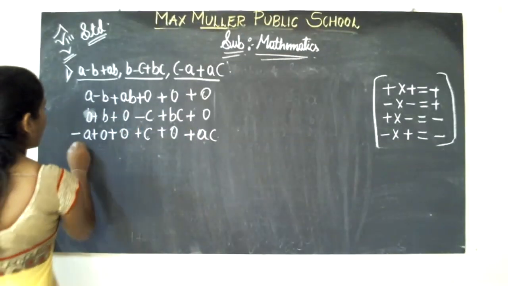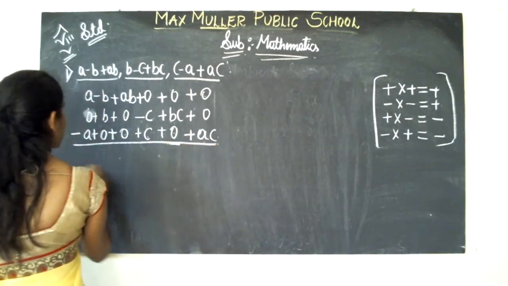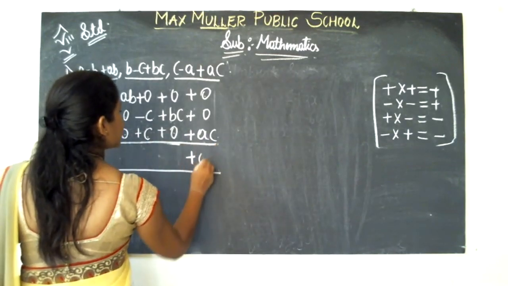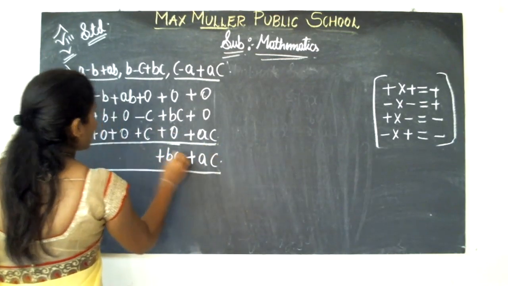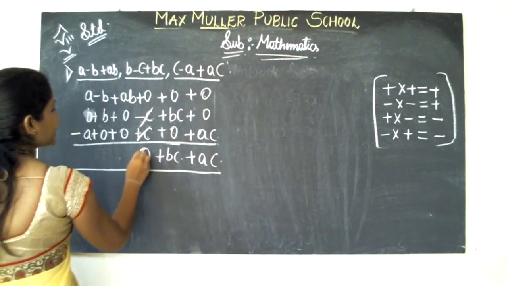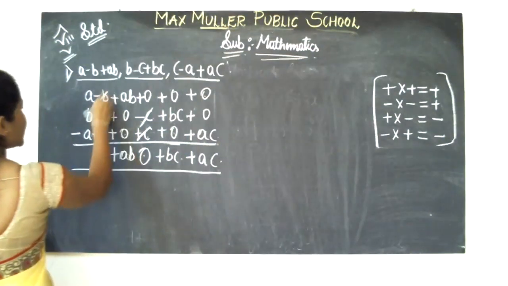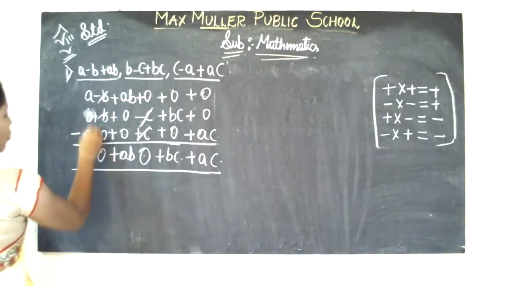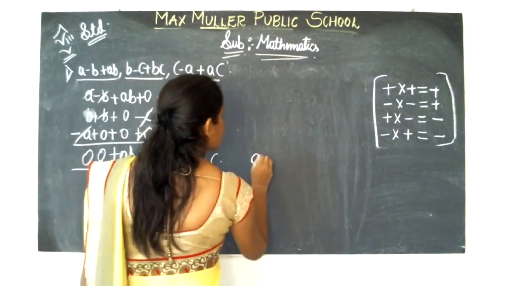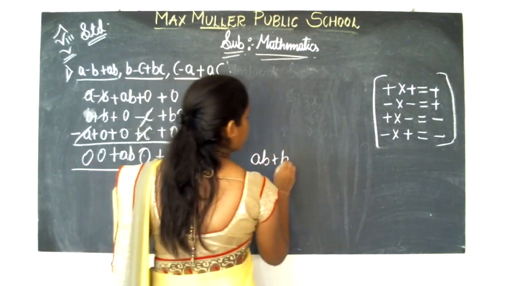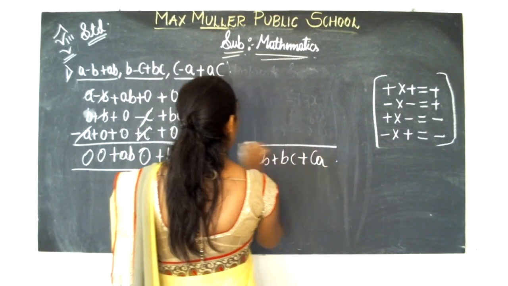Understood? Now you can easily solve this. That is plus AC plus BC plus C minus C gets cancelled, 0, plus AB plus B minus B gets cancelled, 0, minus A plus A, 0. So you got the result as AB plus BC plus CA. Understood? Have you got this?